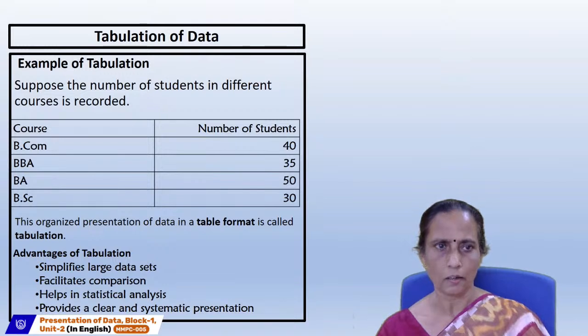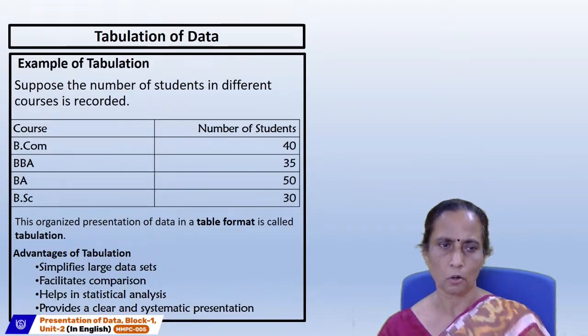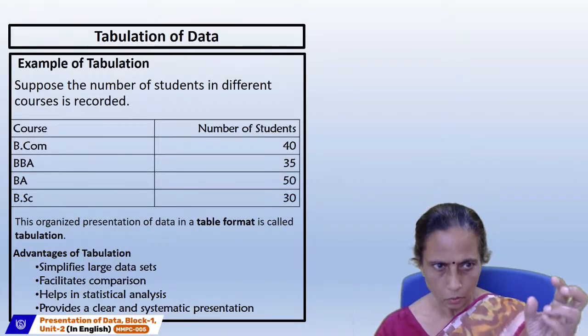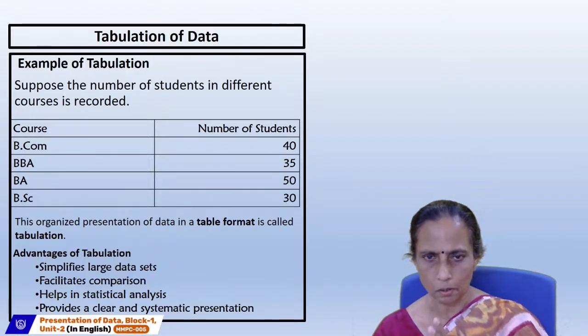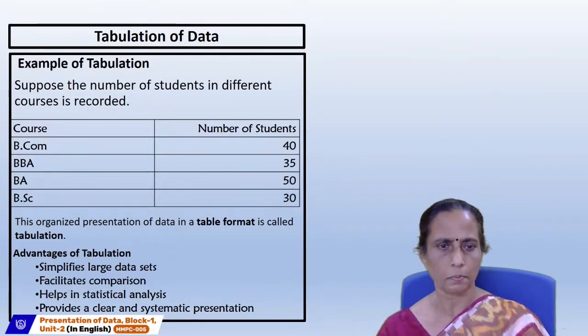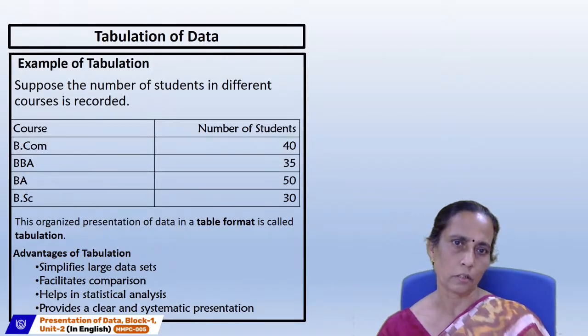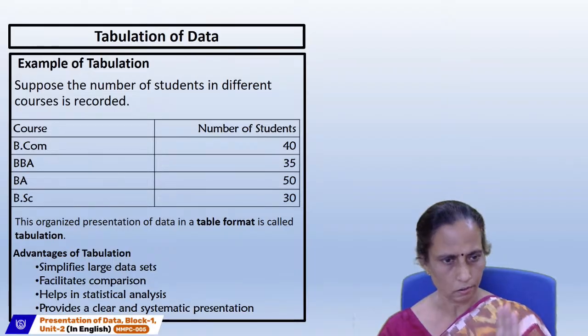Suppose we tabulate the data of the students who have taken admission into a specific course in a specific university. In BCom the number of students is 40, in BBA the number of students is 35, in BA the number of students is 50. This organized presentation of the data in tab form is called your tabulation, the number of students in different courses recorded in any university or college.